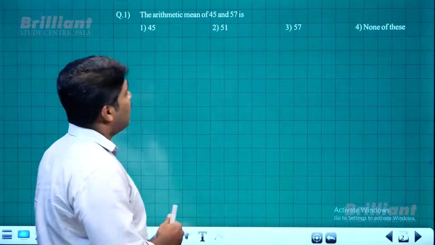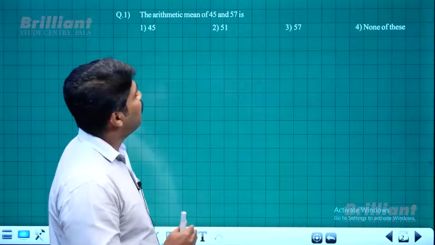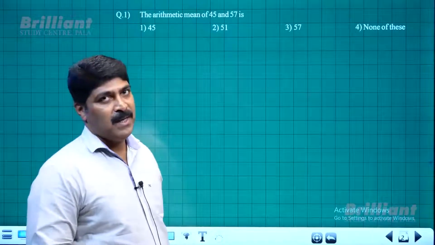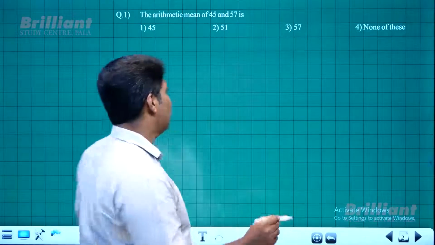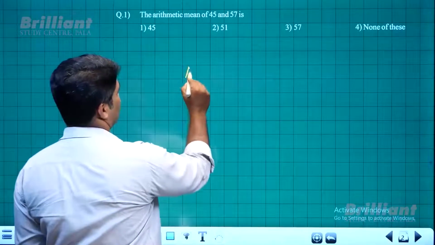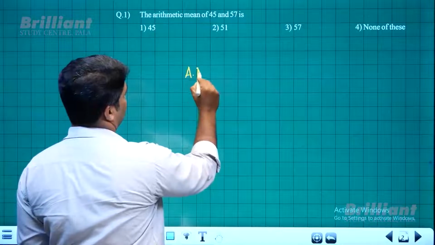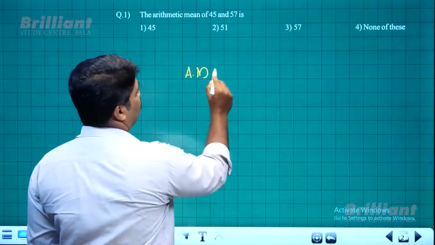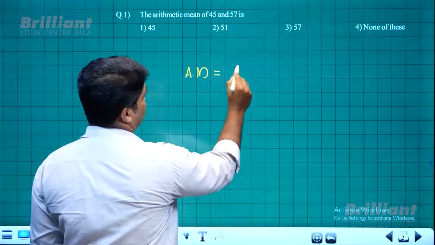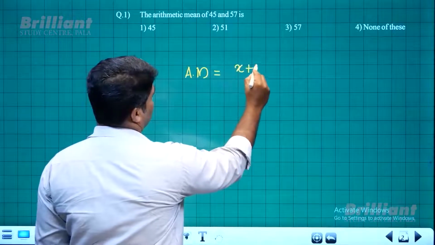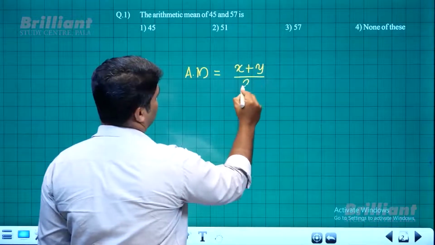The question: the arithmetic mean of 45 and 57. So how to find out the arithmetic mean of any two numbers? Arithmetic mean, we can consider that as AM. Arithmetic mean of any two numbers x and y, we can find it. This is (x + y) / 2.